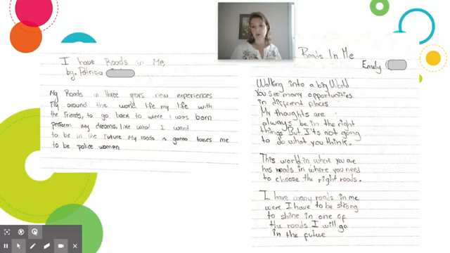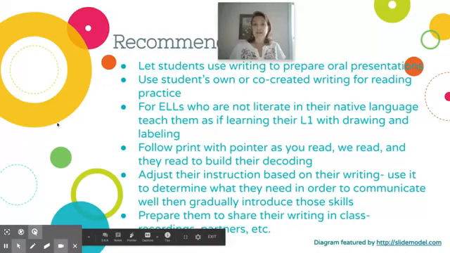So here are my recommendations for you. Let students use writing to prepare for oral presentations. Let them write it all out, the whole thing. L1, mixed language, all of it.